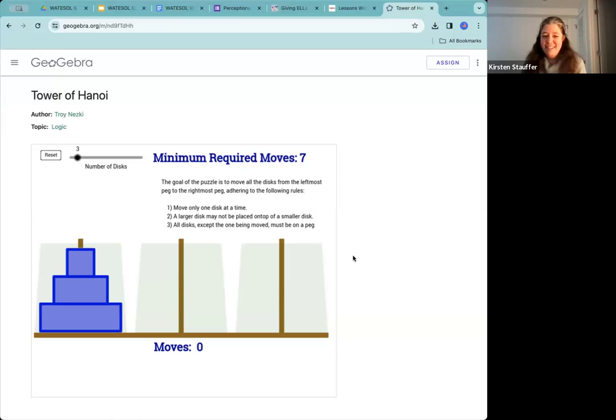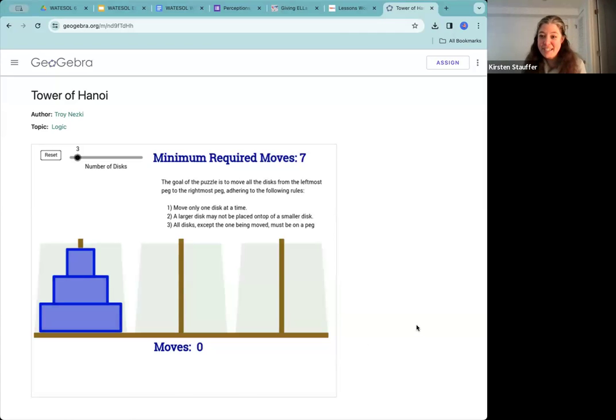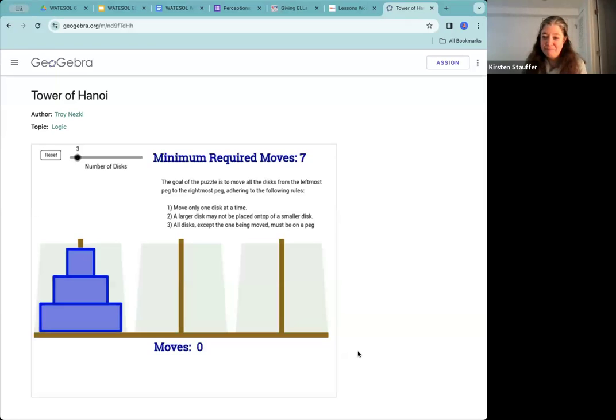So the idea is to move all of these boxes from this column to this column. You cannot place a disk that is larger on top of a smaller one. So you can only have small ones on top of larger ones. And we should be able to do this in 7 moves. So does anybody want to tell me what I should move first to where? So we'll call this column 1, column 2, column 3.